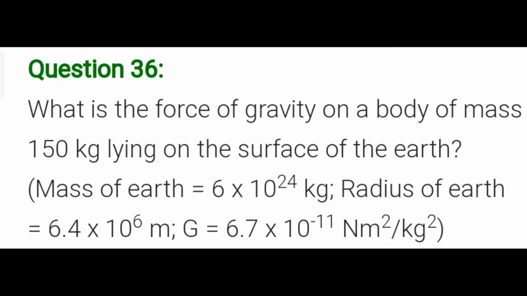Question number 36. What is the force of gravity on a body of mass 150 kg lying on the surface of the earth? Mass of earth is equal to 6 into 10 to the power 24 kg. Radius of the earth is equal to 6.4 into 10 to the power 6 meters and G is equal to 6.7 into 10 to the power minus 11 Newton meter square by kg square.